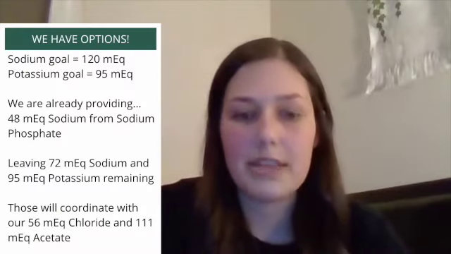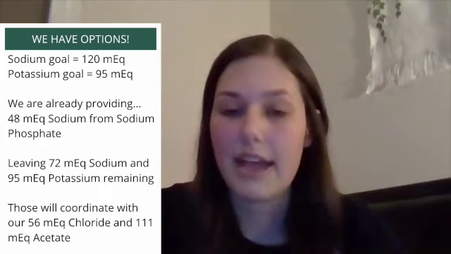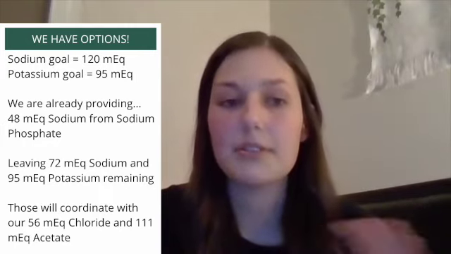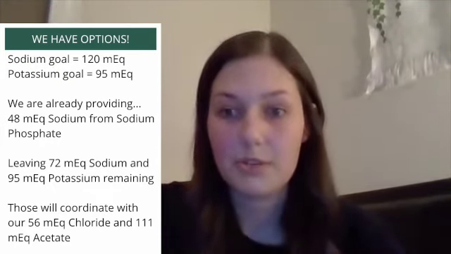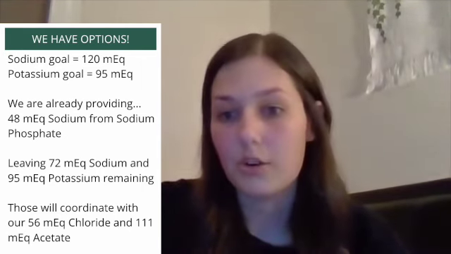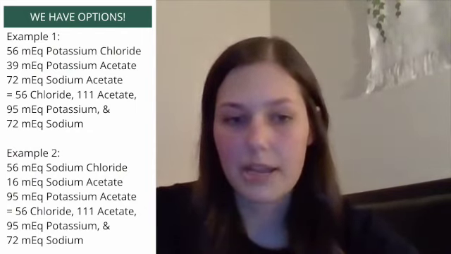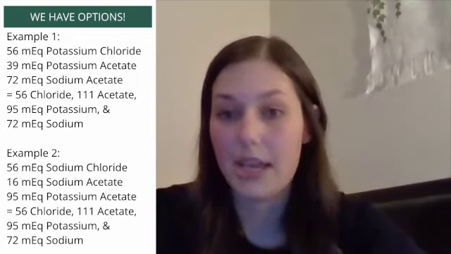So, for example, any combination that gets us our new goal of 95 milliequivalents of potassium, so that's the 55 that we originally wrote for, plus the 40 additional to correct that low potassium of 3.4. And then the 72 milliequivalents of sodium that we have left to provide after we've subtracted 48 attributed to our sodium phosphate from our goal of 120. I say let's do 56 milliequivalents of potassium chloride. That gets us our 56 milliequivalents of chloride that we need. So now we think everything else should be acetate.